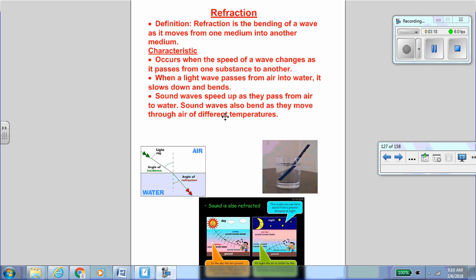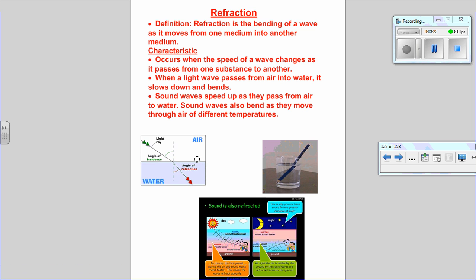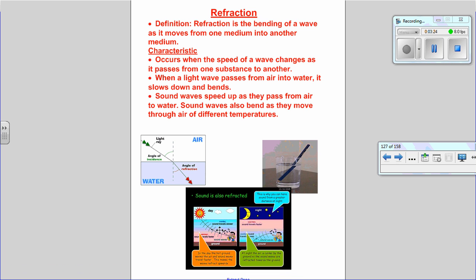Sound waves can also bend as they move through air of different temperatures. We can see down here in this picture, you've got cooler air, and you've got warmer air, and you can kind of see how it bends as it goes through different airs of different temperatures, and that's because of density. Warmer air is going to be less dense than cooler air, okay? So you can kind of see how it bends here as it's going through different temperatures, all right?